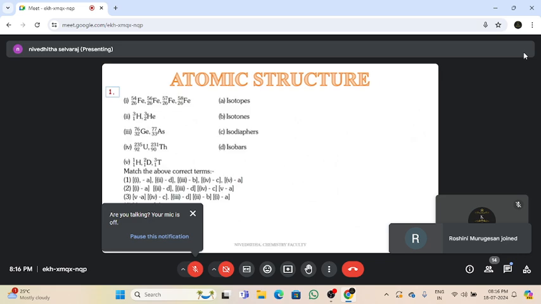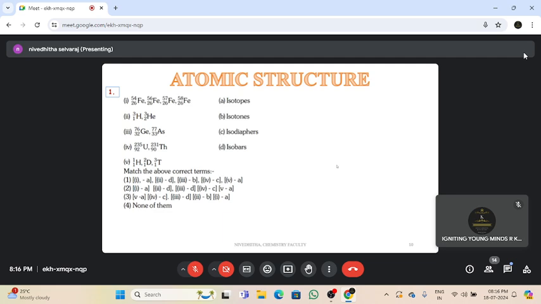First question is, see, we have two columns. In the first column, we have a few species, and in the second column, we have a few terms like isotopes, isotones, isodiphers, and isobars, and we have to match them. Basically, we know what those are, right? Isotopes are chemical species with the same atomic number but different mass number. Isotones are species with the same number of neutrons. And isobars are species with the same mass number but different atomic number.